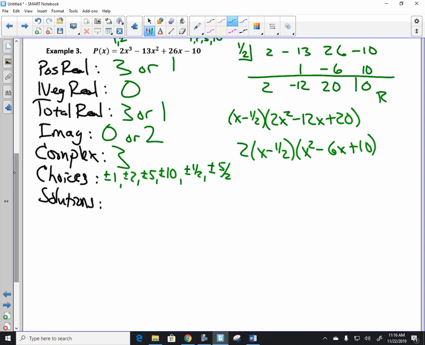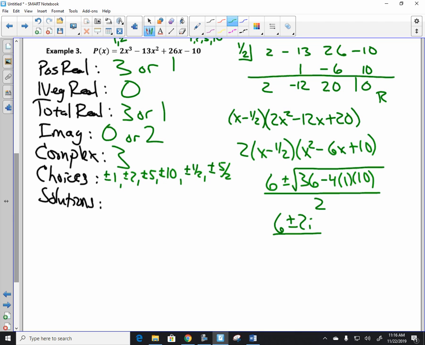Fortunately, you're really good at it, right? Negative b plus or minus square root of b squared, which is 36, minus 4 times a, which is 1, and c is 10. What do you get underneath the square root line? -4. What's the square root of -4? 2i. So we have 6 plus or minus 2i over 2. So we have solutions of 1/2 and then 3 plus or minus i.